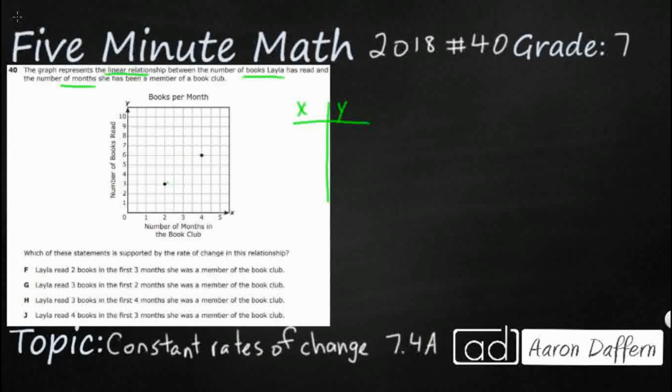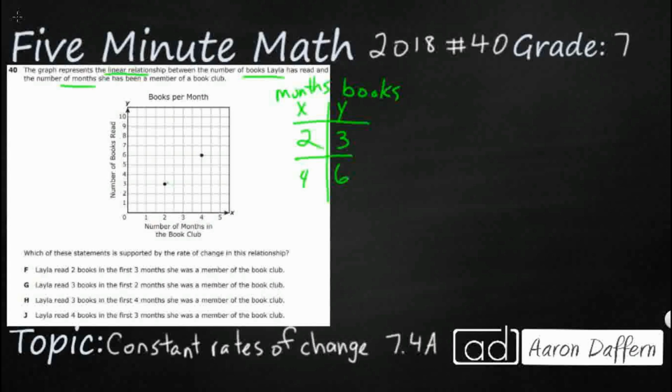So this first X here is the number of months. It's on the X-axis, so the first one is 2. And the number of books is the Y-axis, so that's going to be 3. If we were looking at an ordered pair, it would be (2, 3). And then we've got this 4 months and 6 books.